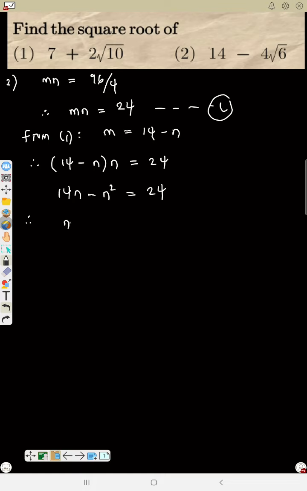So collect like terms to form a quadratic. So rearrange to form a quadratic. So minus n squared will go there and becomes plus, 14 will go and becomes minus. So that means n squared minus 14n plus 24 equals 0.